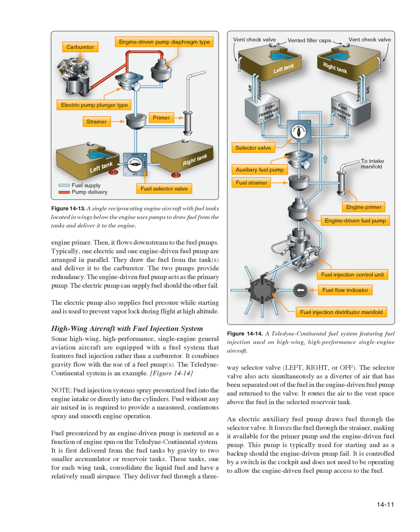Then, it flows downstream to the fuel pumps. Typically, one electric and one engine-driven fuel pump are arranged in parallel. They draw the fuel from the tanks and deliver it to the carburetor. The two pumps provide redundancy. The engine-driven fuel pump acts as the primary pump. The electric pump can supply fuel should the other fail.